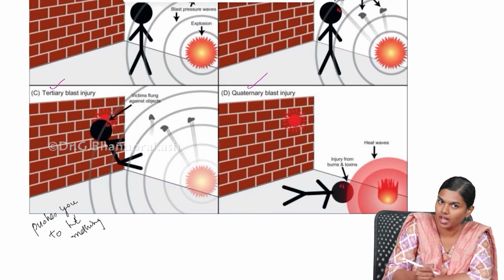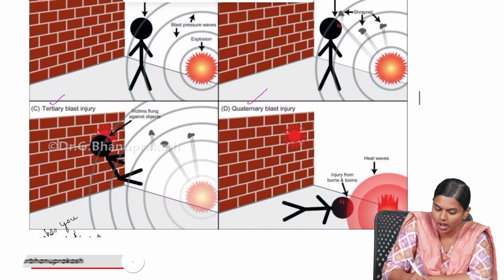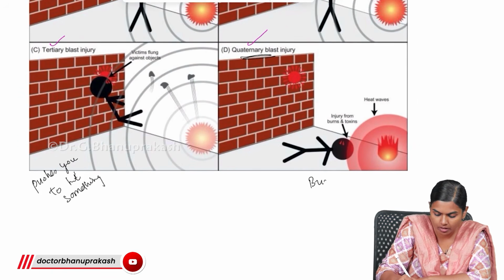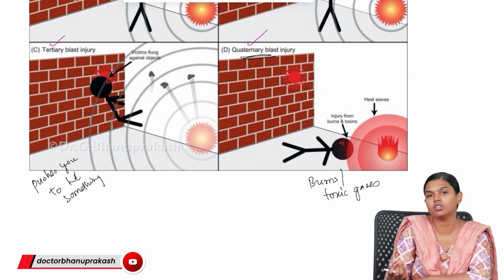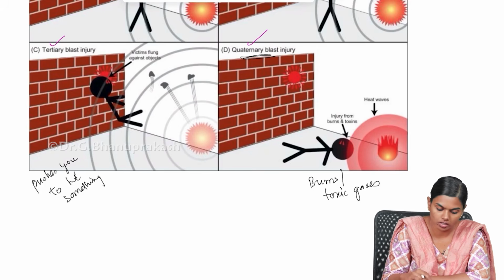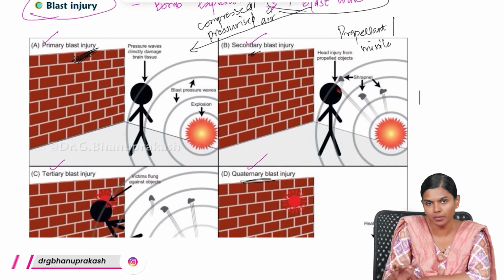That is the tertiary blast injury. And finally you have the quaternary blast, where you will experience injury due to the burns or toxic gases that are coming out of the blast. So these are the 4 classifications of the blast injury. This is where all the injuries come under.